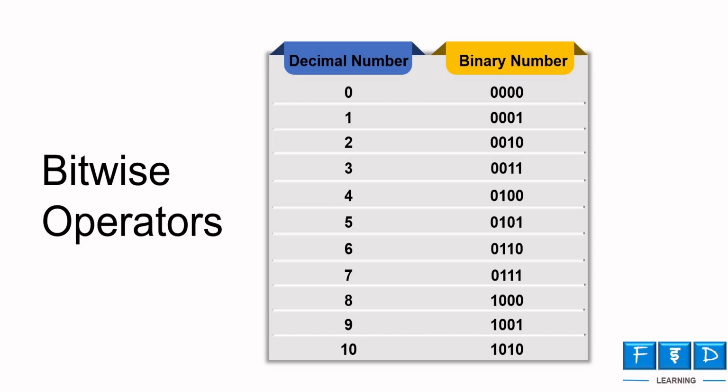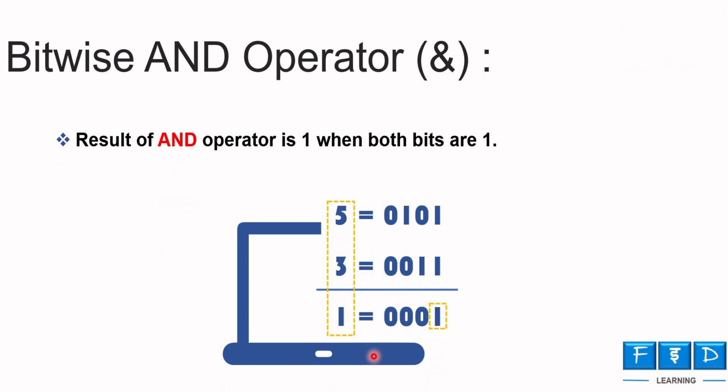With the help of the PPT, we'll try to understand the bitwise operators. The name bitwise indicates that these operators are used to perform operations on individual bits of binary numbers. This is the table of binary representations for the decimal numbers 0 to 10. First, let's understand how the bitwise AND operator works. It is indicated with a single ampersand, takes two numbers, and performs the bitwise AND operation. The result is 1 when both bits are 1.